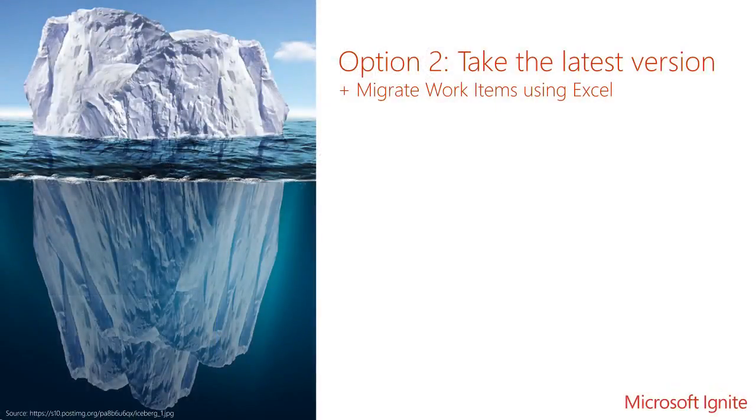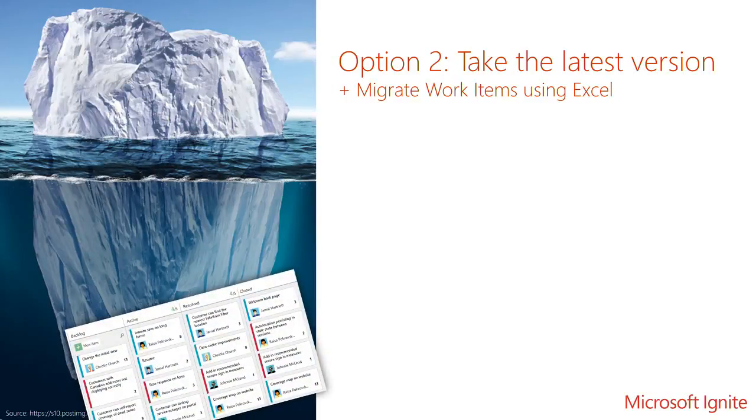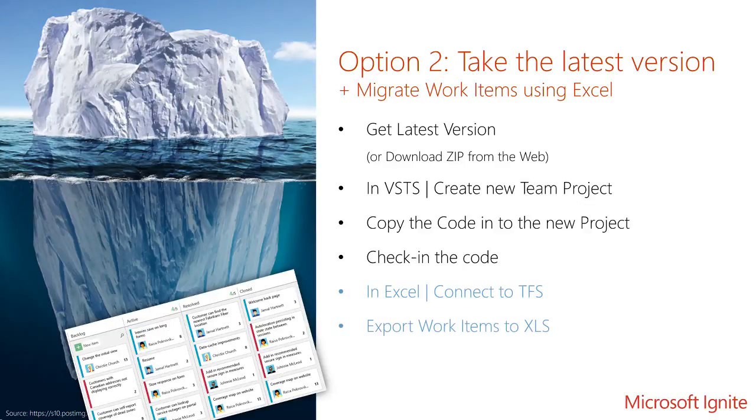So, option 2, we can take the latest version and migrate the work items using Excel. So, we do exactly what we did before. We take the latest version, we go and create the new team project, copy the code up, and we're kind of where we are before. Then we check in the code, and then we open up Excel, connect to TFS, export the work items to Excel, and then reconnect Excel to the VSTS account, and you press the publish button in Excel, and you're done. All right?